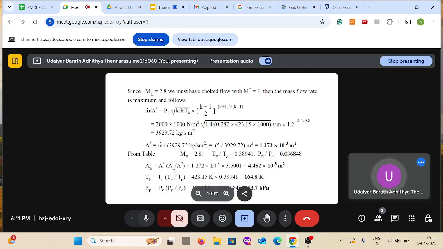And similarly, we can find out the exit temperature. So exit temperature is 0.38941 times your stagnation temperature, which is 423.15. So that gives you exit temperature as 164.8 Kelvin. And similarly, your exit pressure is 2 megapascal. So 2 into 10 power 6 into 0.036848. So that comes out to be 73.7 kilopascal.